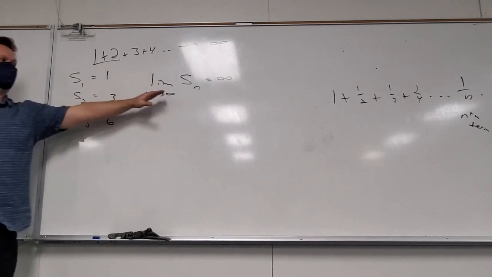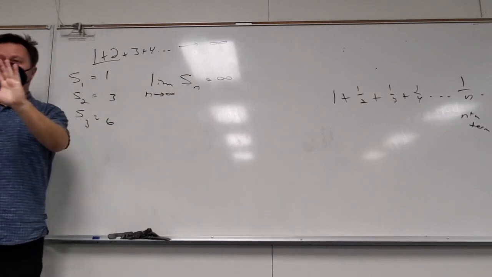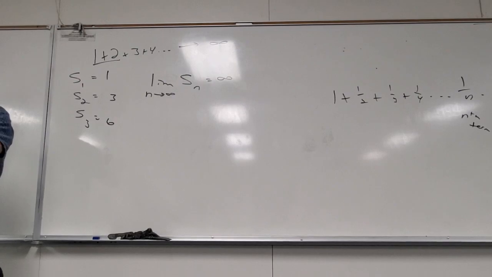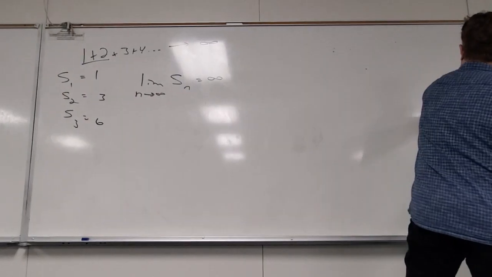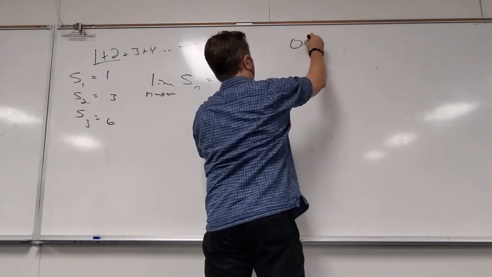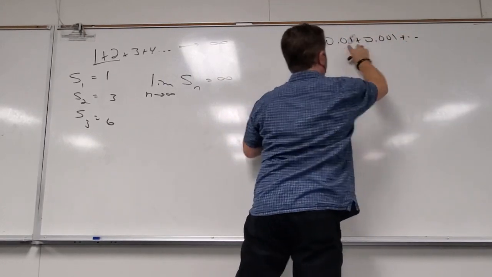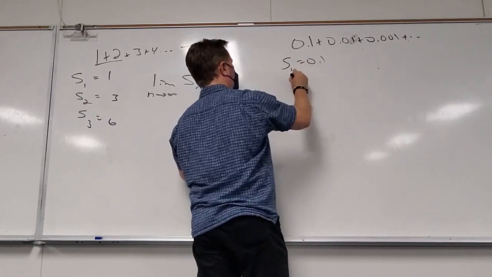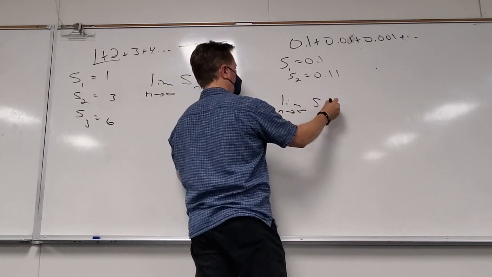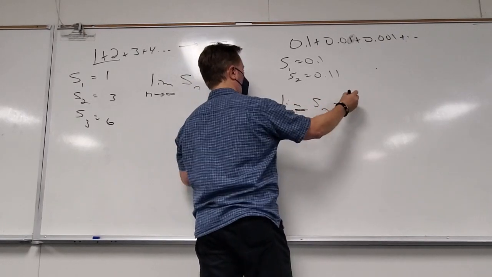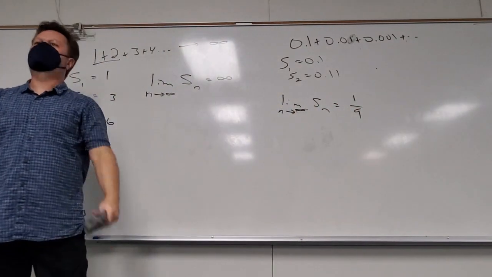Here's the technical way to say what I just said: the limit of the partial sums as n goes to infinity is infinity. So, if I put up here 0.1 plus 0.01 plus 0.001, I have S1 is 0.1, S2 is 0.11. What's the limit as n goes to infinity of the partial sums? What did we figure out earlier? 0.111..., so 1/9. Nice quick way to write it, right? Or 0.1 repeating.